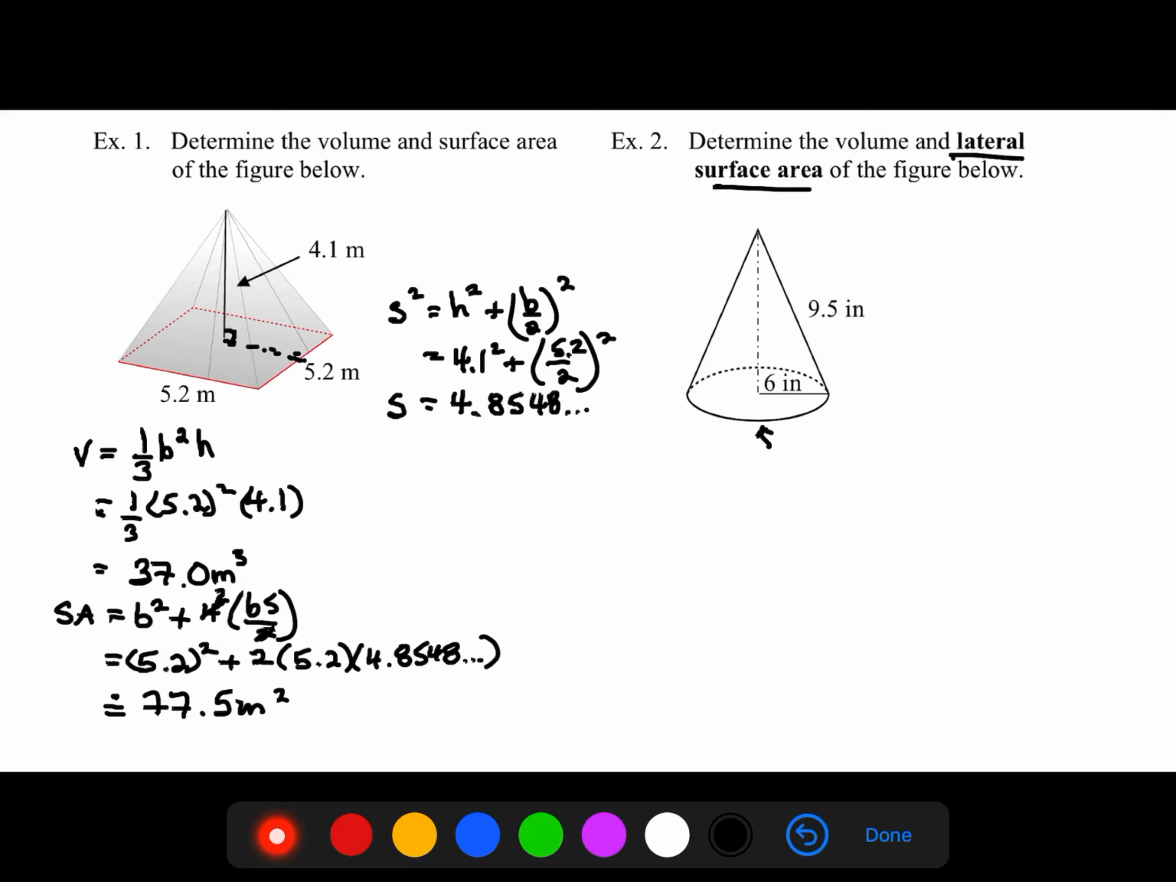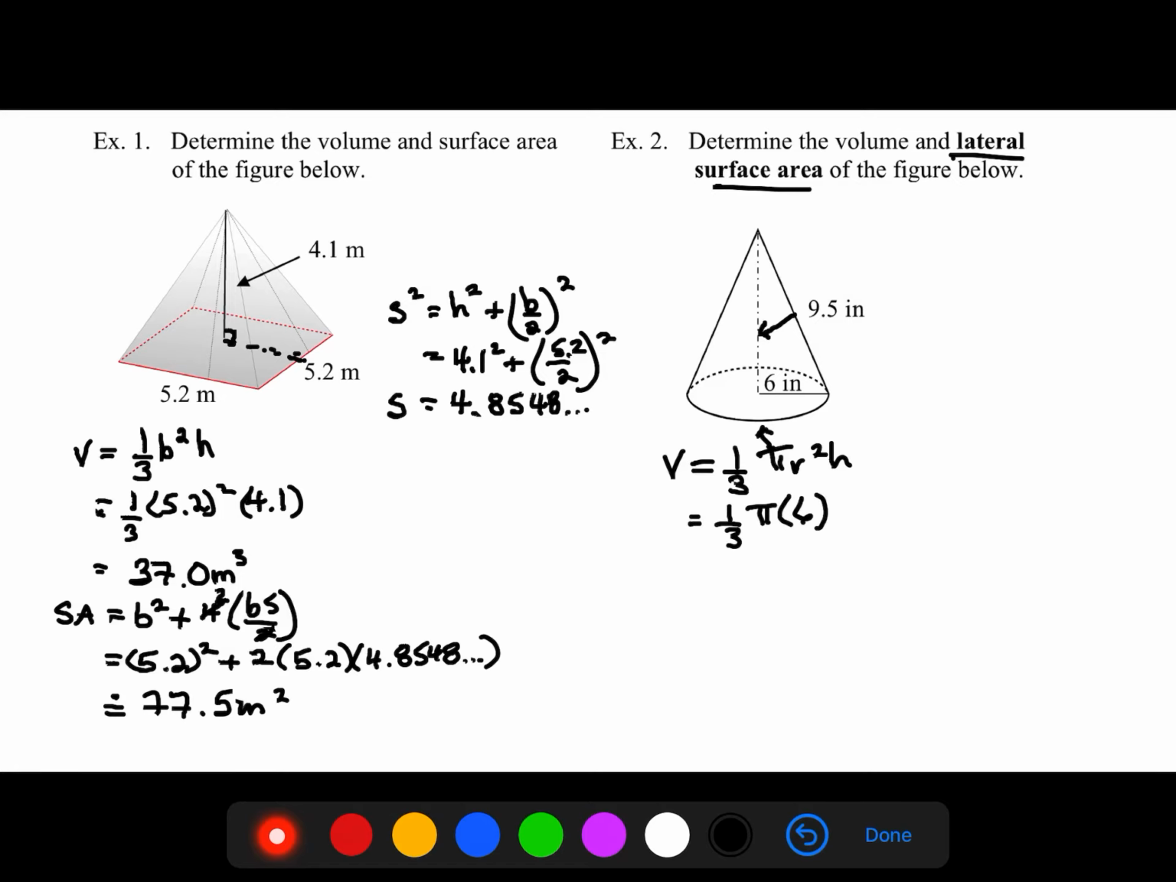Okay, we're going to do the same thing with example number 2, but when we're reading the question, we notice that it says determine the volume and lateral surface area. So we don't want the area of the bottom, we only want the sides. So we'll take a look at that in just a moment. When we're going to do volume of our cone, we're going to have 1/3 pi r squared h.